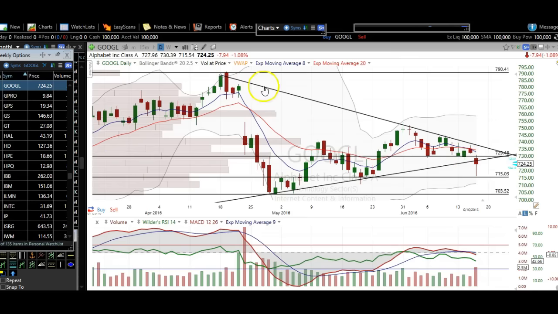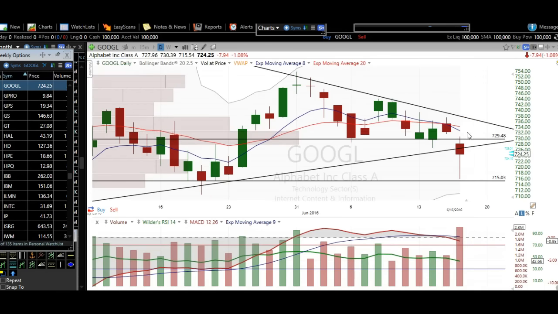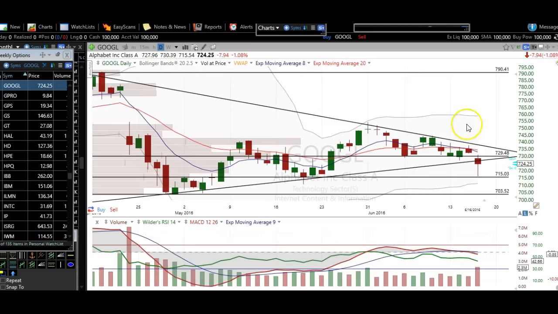We've also got this downtrend line just above us. So if we pop up, we've still got that gap to fill at about 732 or so. So it may want to pop back up there, fill that gap. Might even want to retest this downtrend line, which is a little bit higher than that, about 734. But after that, I believe we'll be heading down on Google.